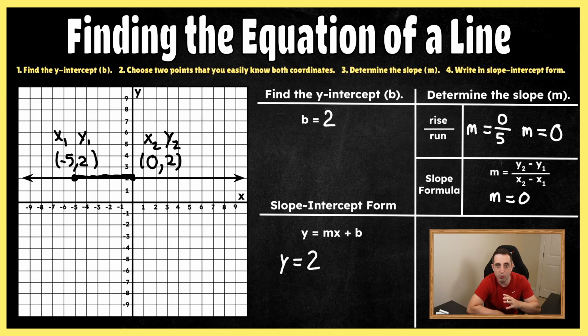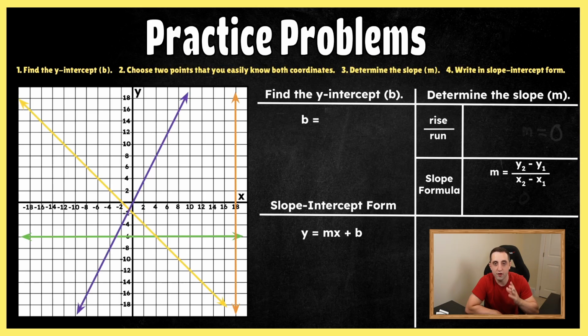Now let's make our way over to the practice session to see if you can find the equation of 4 different lines all on your own. For the practice session, I encourage you to pause the video, see if you can find the y-intercept for all 4 of these lines, followed by the slope or the steepness of the line for each one of them, and then finally see if you can get it in slope-intercept form to get the equation of each one of these lines.